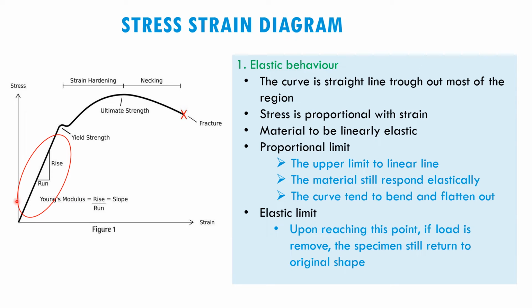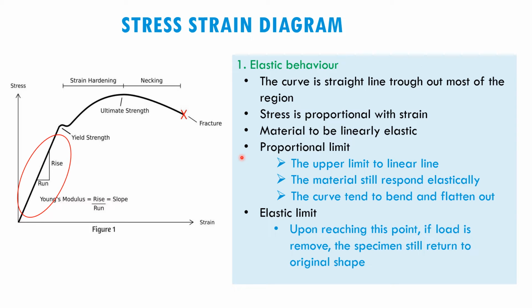This is the first part of the stress strain diagram, which we call the elastic region. In this area the curve is usually a straight line. If you can see here, it is always a straight line, and the stress is proportional to the strain. So the material will be linearly elastic. Meaning that when we put force on the material, if it has not reached the yield strength yet, when we release the force, it will return to the normal shape.